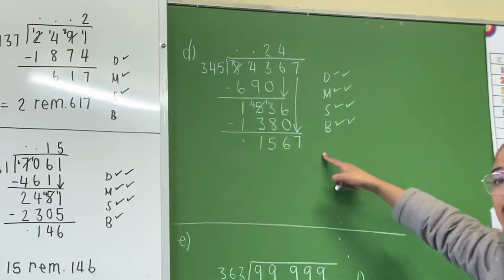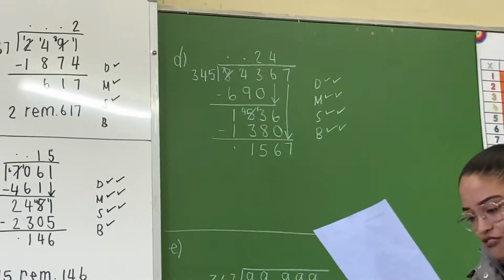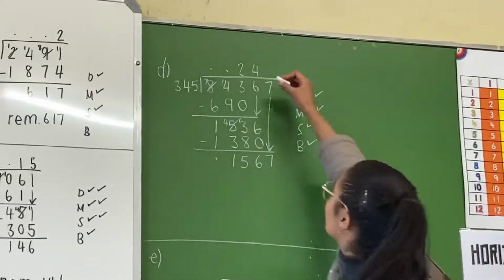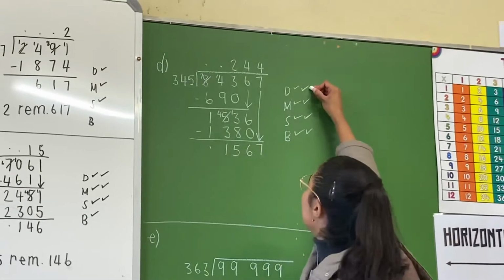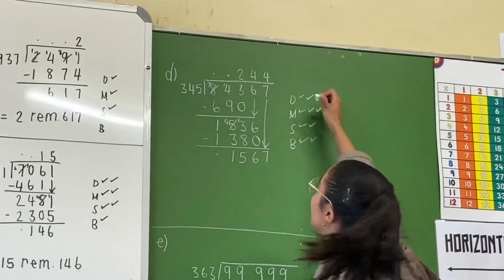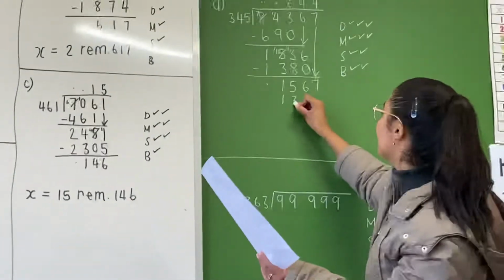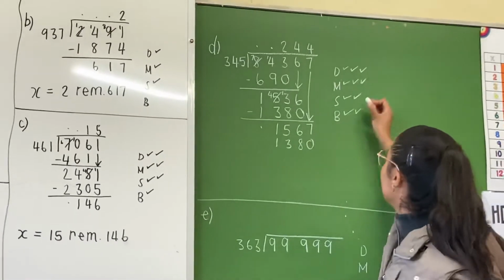345 goes into 1,567. 1, 2, 3, 4 times. Now I've divided, now I multiply. 4 times 345 is 1,380. Subtract.